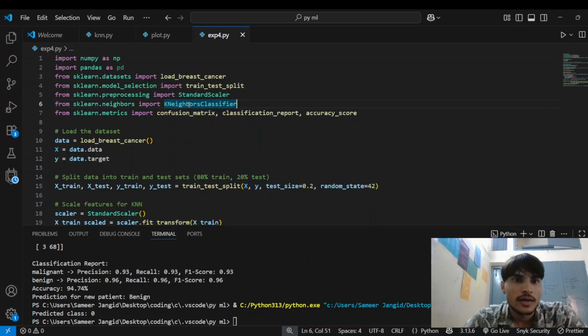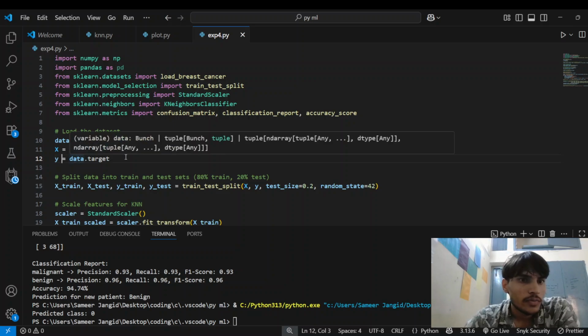And here it is the KNN classifier. Here we load the data into X, and the target value into Y. In X we put the features of the data, like we have studied in the iris dataset: sepal width, sepal length, petal width, petal length. These are the features of the given data. The target values here are malignant and benign, so we put them into Y.